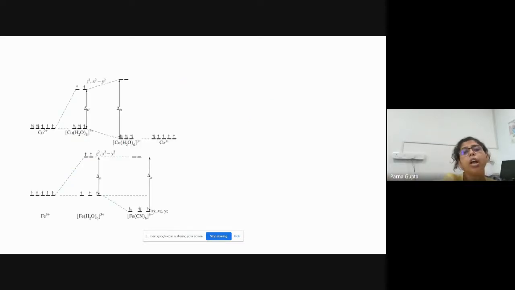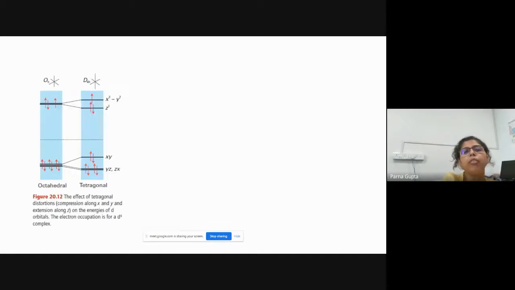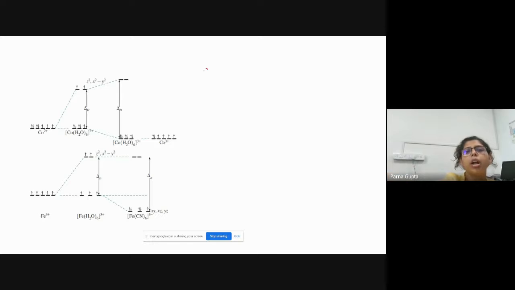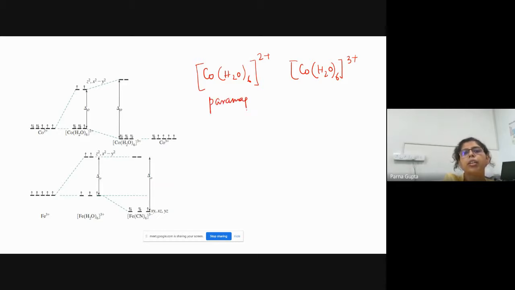So I just kept one example. How will the problem come to you? If you have cobalt H2O whole 6, with a 2 plus charge, it is a very simple problem, you just have to think in that way. The question is that if you have this one, then it is paramagnetic and the value corresponds to 3 unpaired electrons.